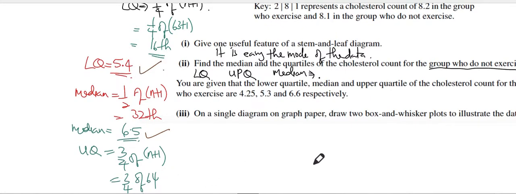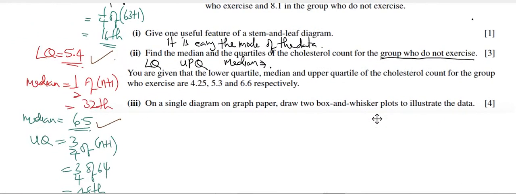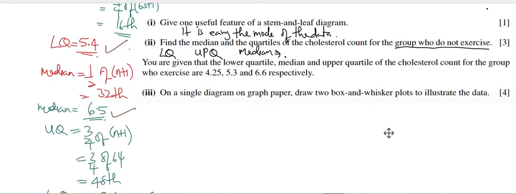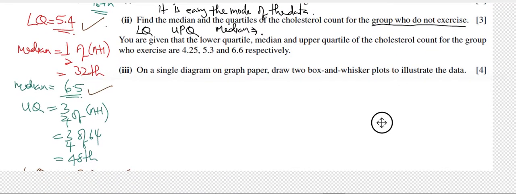So make sure you have all those three data. Okay, next, you are given that the lower quartile, median, and upper quartile of the cholesterol count for the group who exercise are 4.25, 5.3, 6.6 respectively. So LQ, median, and upper quartile is given. On a single diagram on graph paper, draw two box and whisker plots to illustrate the data.